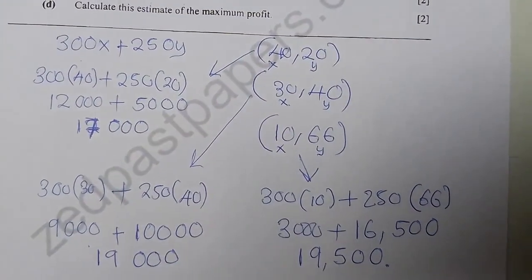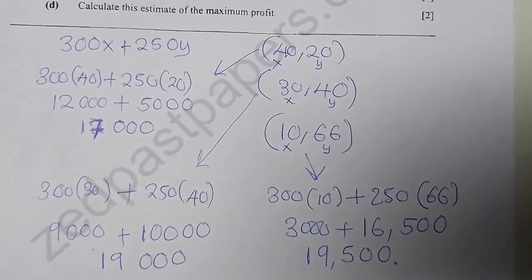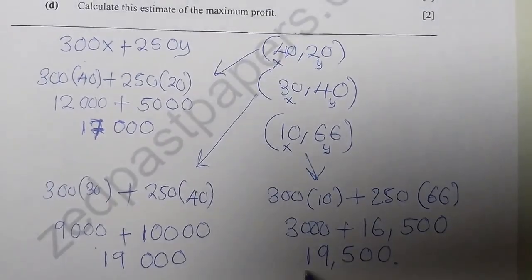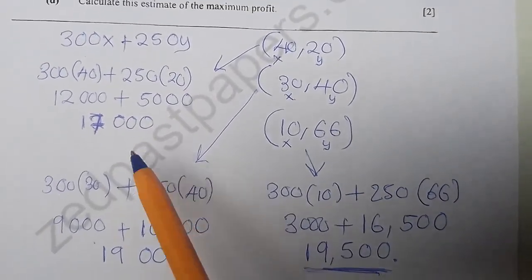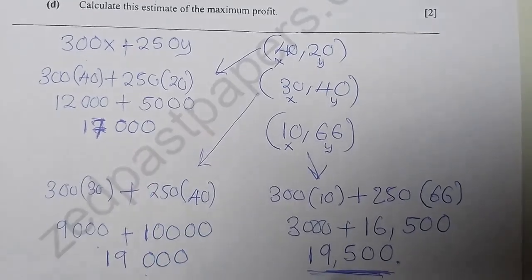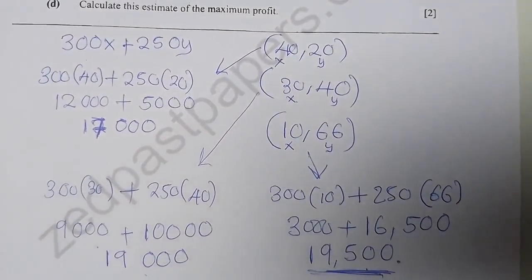So when you look at all these numbers, which one do you think is giving us the maximum? It is this one. This is bigger than all the digits that are here. This is 17,000, this is 19,000, but this one is 19,500. So this is the answer now.